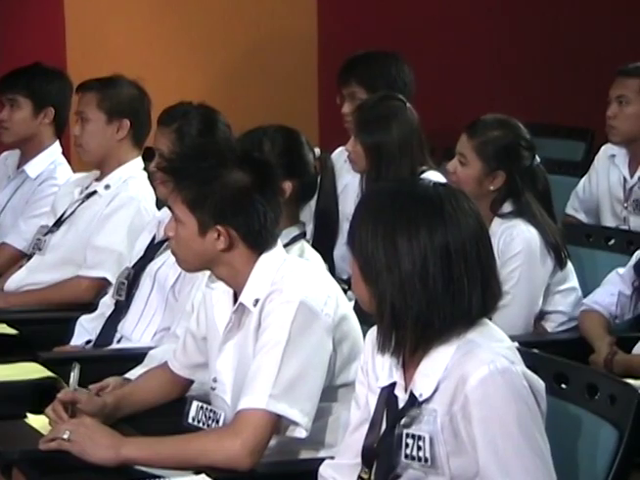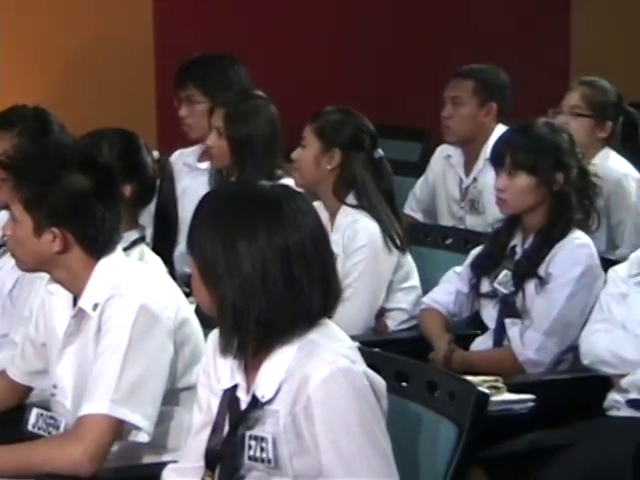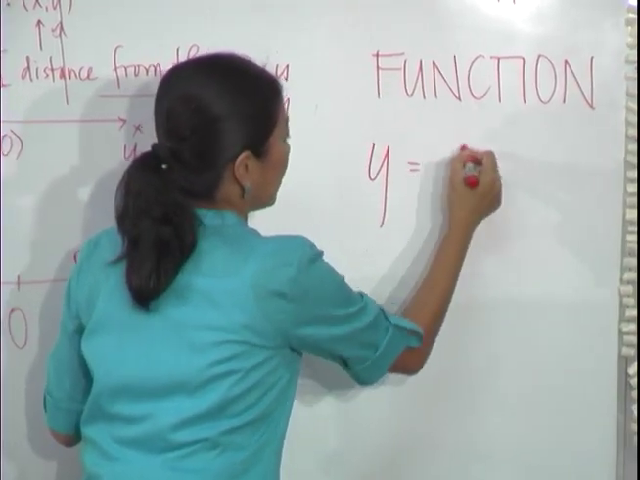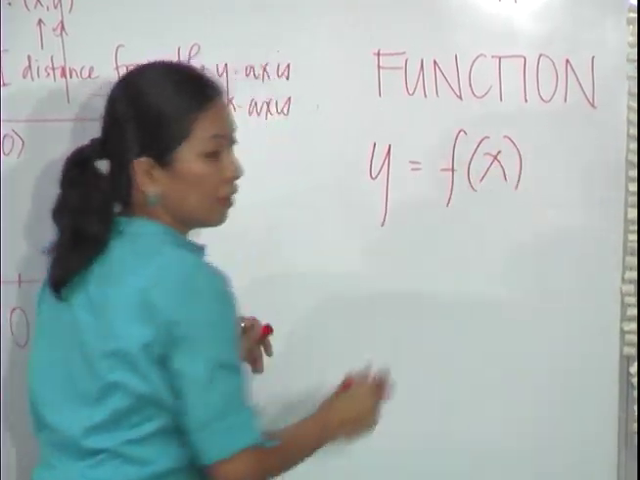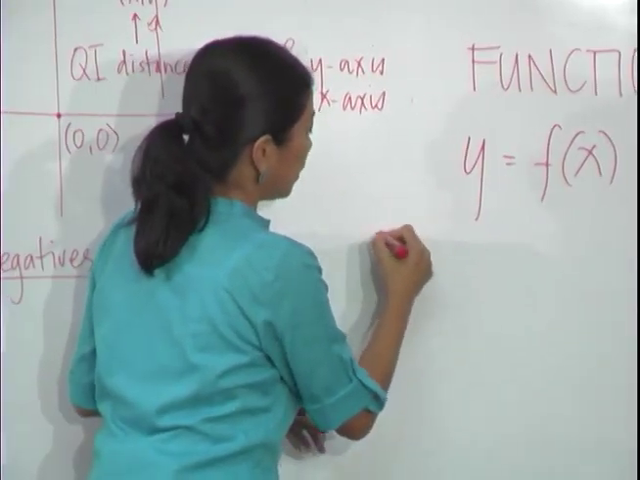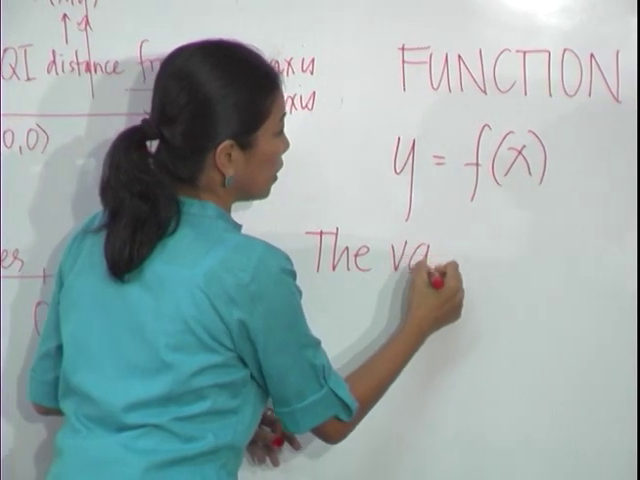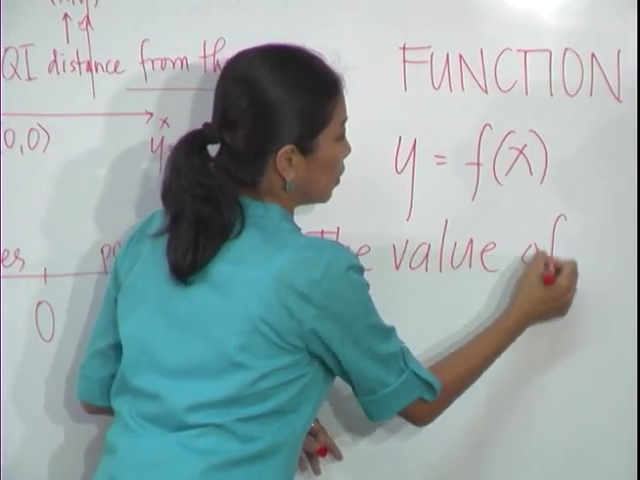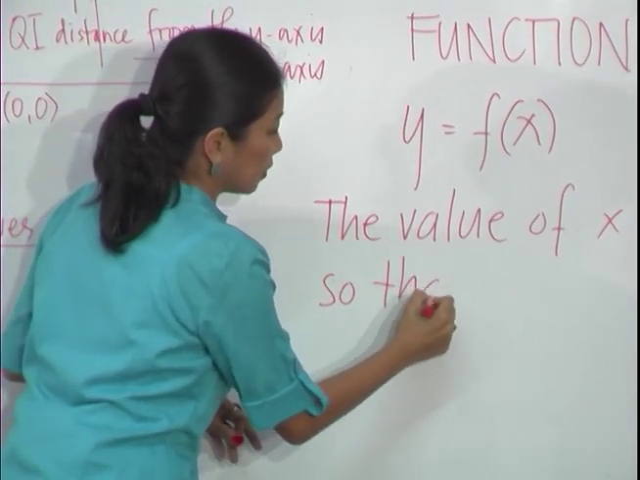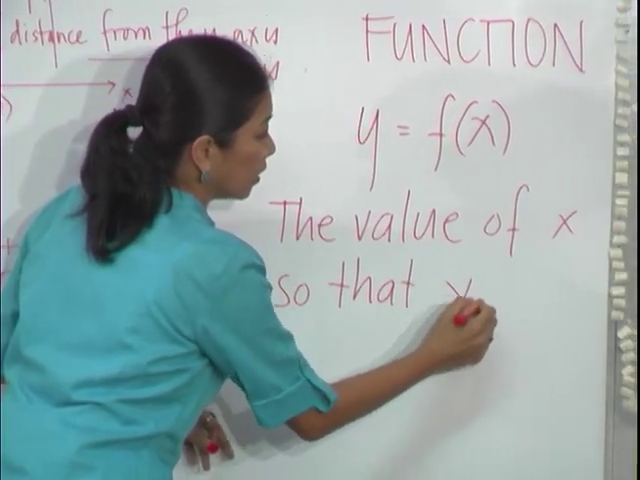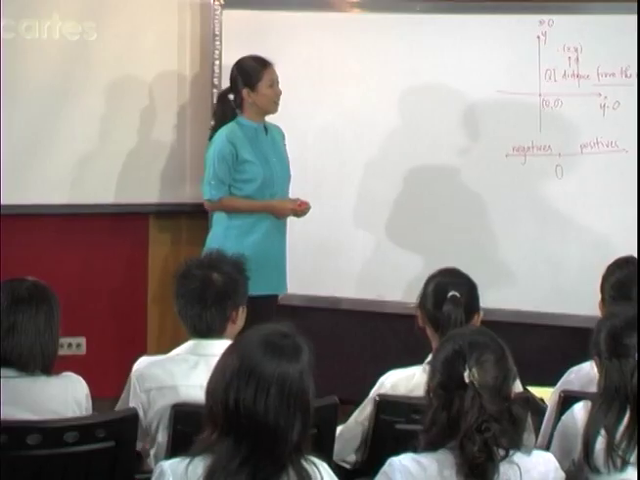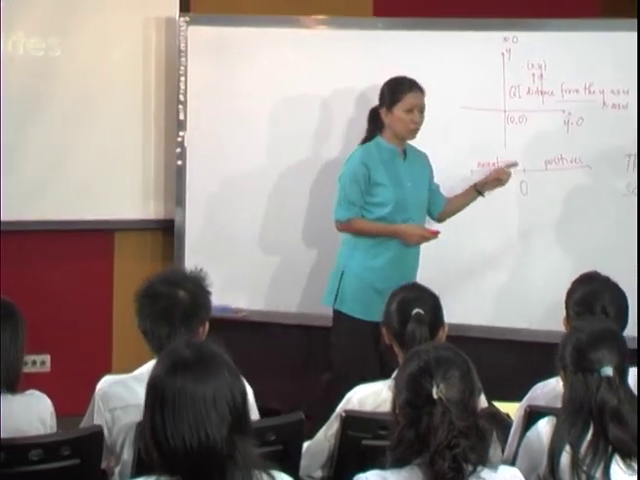Anyone? Okay, a function, let's just recall. Let's say for this coordinate plane, we have this representation, right? And the zero of a function is, remember, this is the value of x so that y is zero.